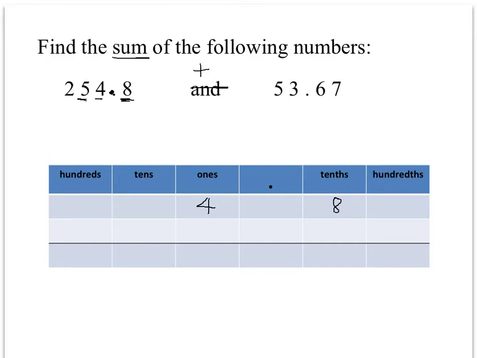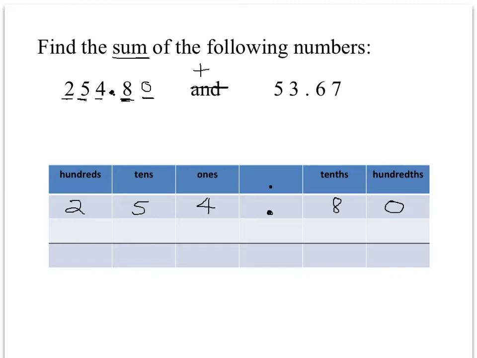The 5 goes in the tens column, and the 2 goes in the hundreds column. And this particular number here has no hundreds. There's nothing there. So we could put a 0 there if we wanted to, and put a 0 in the hundreds column. And of course the decimal is right there between that 4 and that 8.